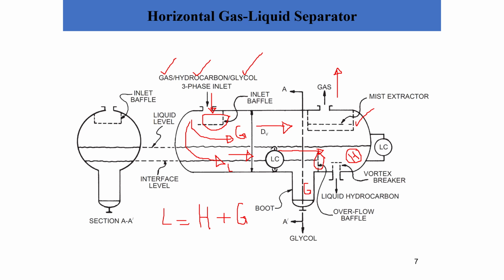But as you can see, you still have the major components that you can see in the vertical separators, which is the inlet baffle and the mist extractor. And you have to keep in mind that in the inlet baffle you always have what we call the primary separation.